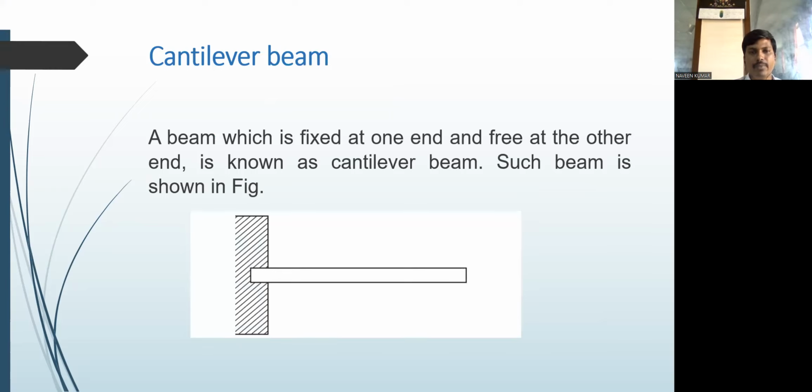First, cantilever beam. A beam which is fixed at one end and free at the other end, that type of beam we can call a cantilever beam. We can see the graphical representation of the beam in the slide.